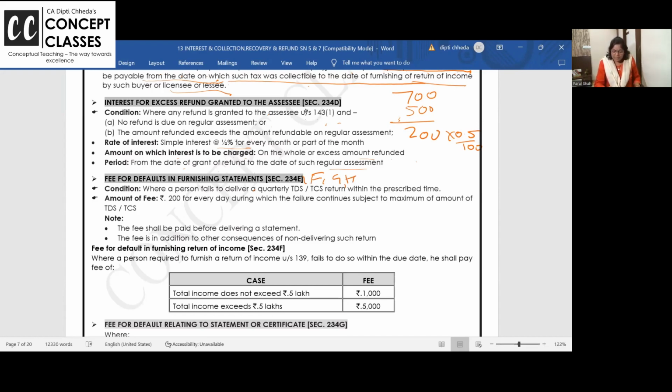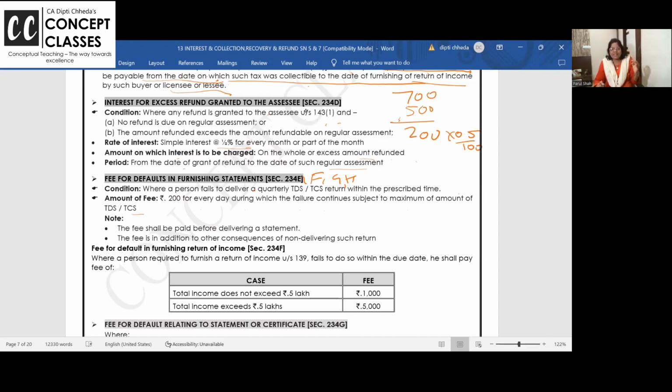234E, where a person fails to deliver quarterly TDS, TCS return within the prescribed time limit. You are not doing 26QB and all this. Quarterly you have to submit, no? One quarter ends and the next is by the 15th, like that. So 200 for every day during which the failure continues, subject to a maximum of the amount of TDS, TCS.